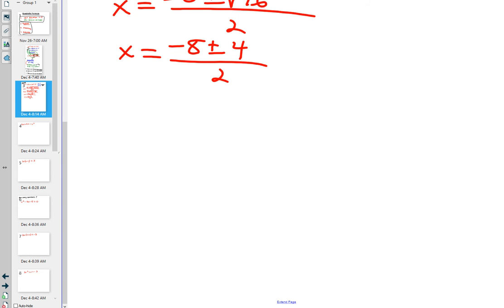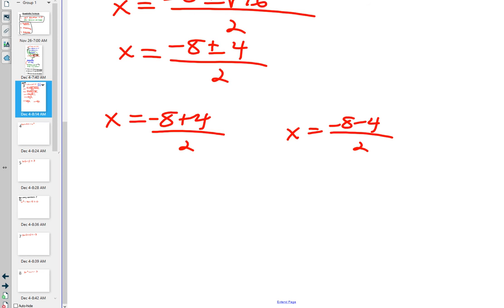Because I was able to get rid of the square root, the next step is always the plus minus. And because there's no square root, I'm going to go ahead and split it. X is equal to negative 8 plus 4 over 2. X is equal to negative 8 minus 4 over 2.